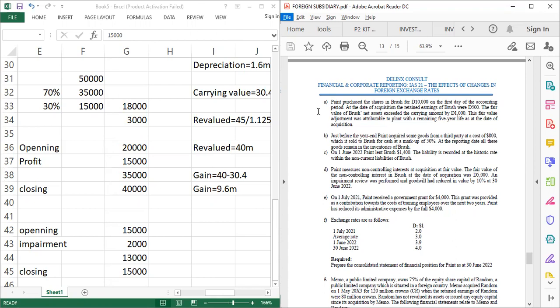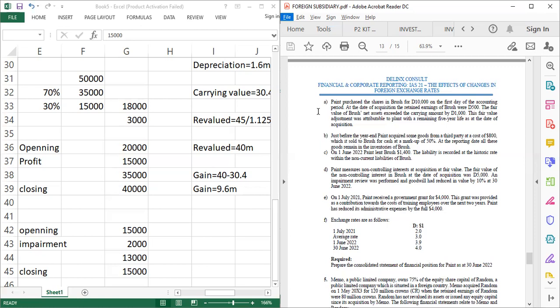On 1st July 2021, Paint received a government grant of $4,000. This grant was provided as a contribution towards the cost of training employees over the next 2 years. Paint has reduced its administrative expenses by the full 4,000. Exchange rates are as follows.